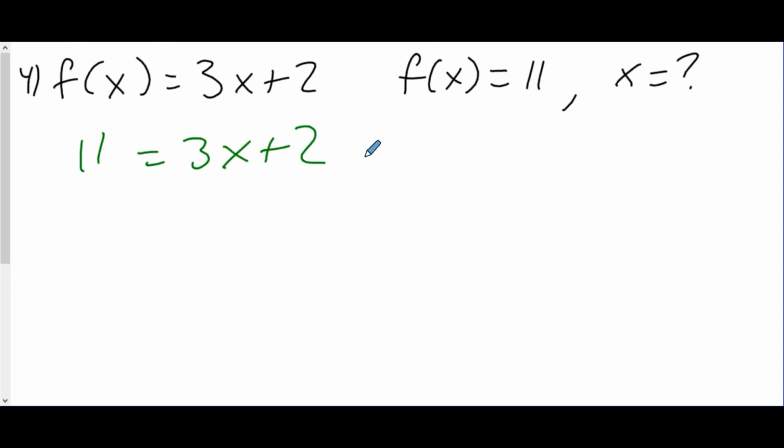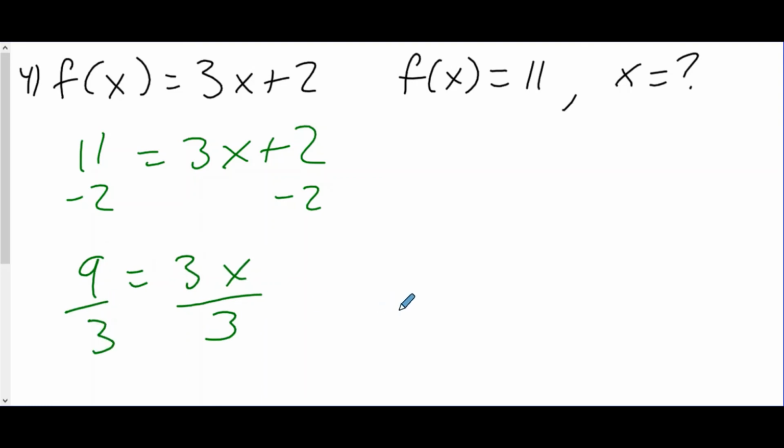And I will solve for x. So subtract 2, I get 9. Divide by 3, and x equals 3.